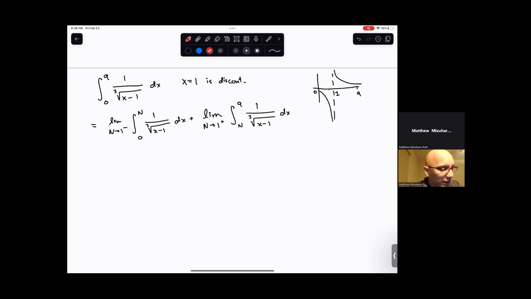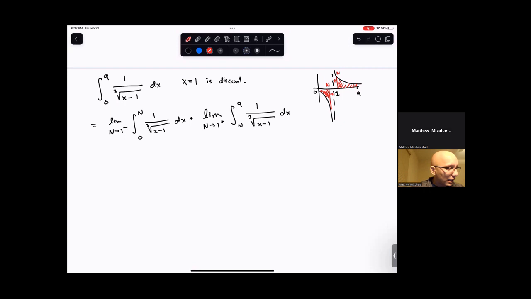So what I'm going to do is say, let's integrate first from 0 up to an n that's going to get close to 1. And then I'm going to integrate from another n up to 9, and then let that go back to 1 from the right. And then try to calculate these two areas. If both of these areas make sense in the limit, then I can add those two numbers together. That's going to be my answer. So let's see if this works.